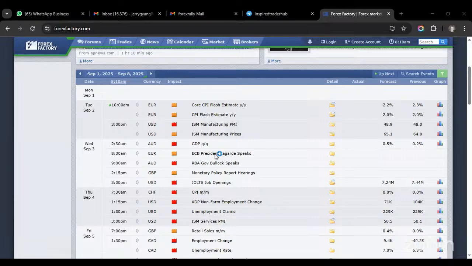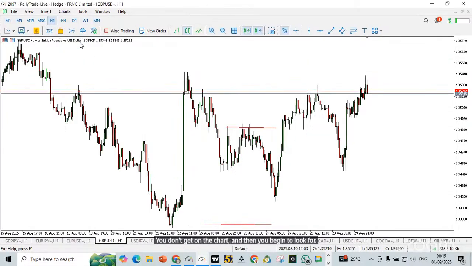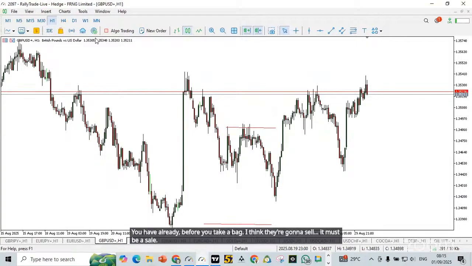So like I usually say, it is better to have a plan before you go to the chart. You don't get on the chart and then begin to look for what's not planned for. So if you're going to buy, there must be a plan you have already before you take a buy. And if you're going to sell, there must be a plan before you go on the chart.